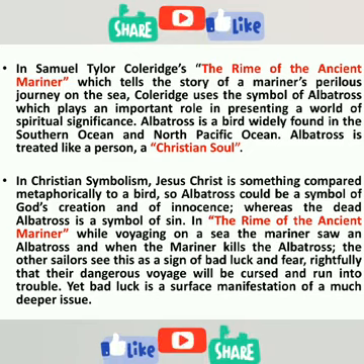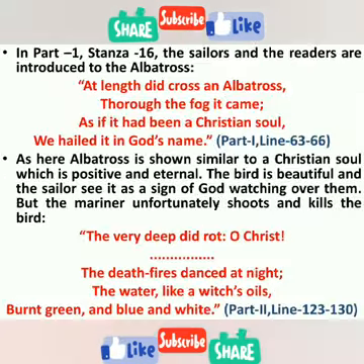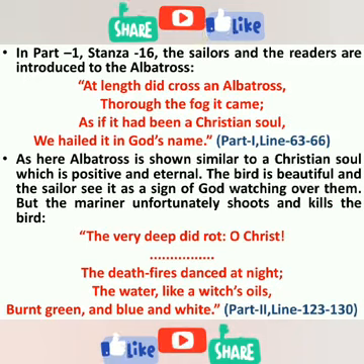So here in The Rime of the Ancient Mariner, while voyaging on the sea, the mariner saw an albatross, and when the mariner kills the albatross, the other sailors see this as a sign of bad luck and fear, rightfully, that their dangerous voyage will be cursed and run into trouble. Yet bad luck here is a surface manifestation of a much deeper issue. Now we have to know when the albatross first appeared in this poem. In part 1, stanza 16, the sailors and the readers are introduced to the albatross.